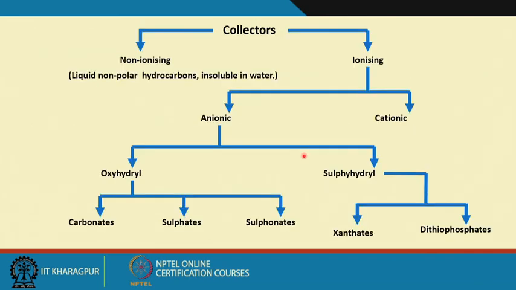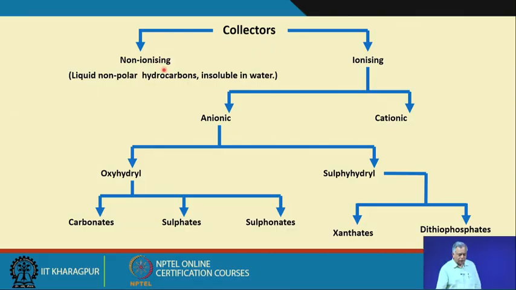Now, if I group the collectors in terms of a flow chart, the broad categories of collectors can be grouped like this. As I said, it can be non-ionizing, that is liquid non-polar hydrocarbons, which are insoluble in water, like your hydrocarbon oils.